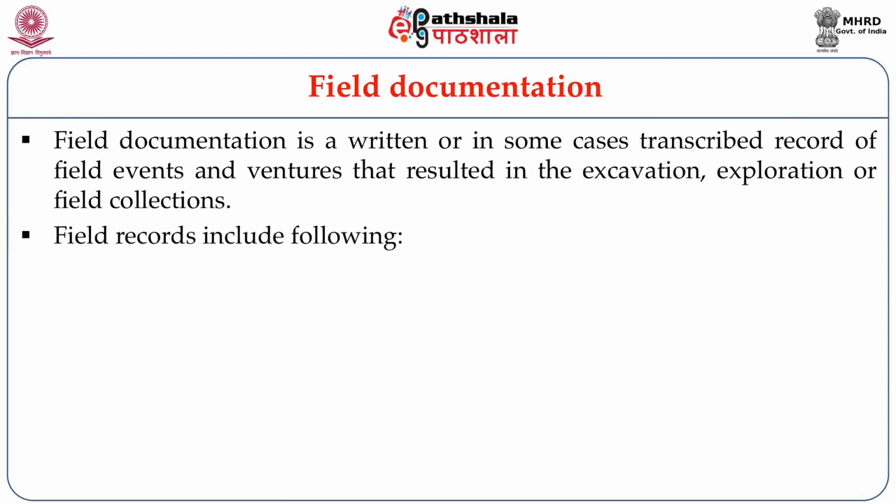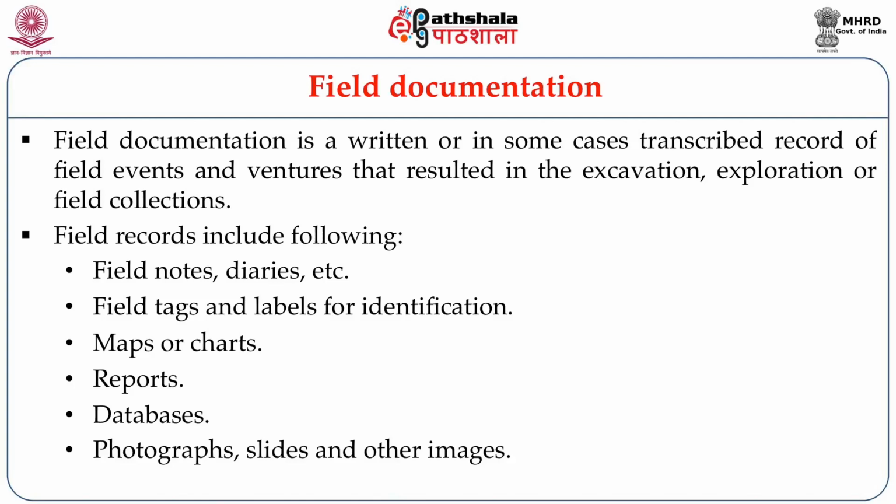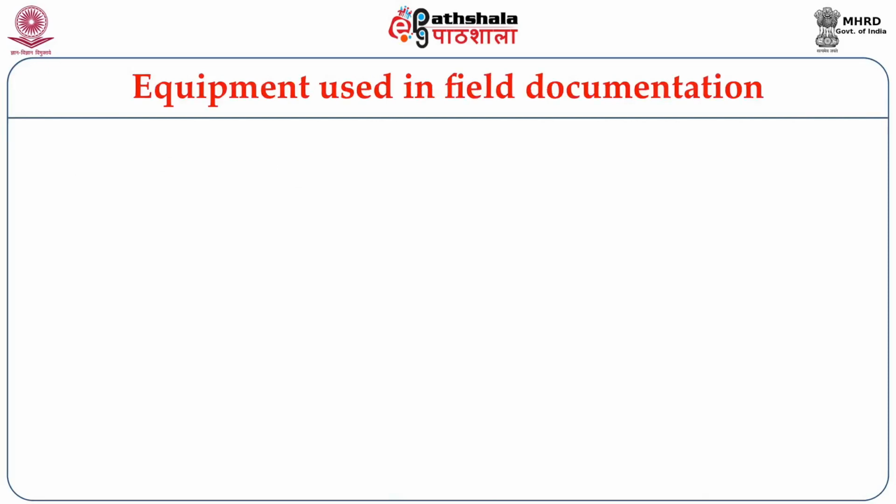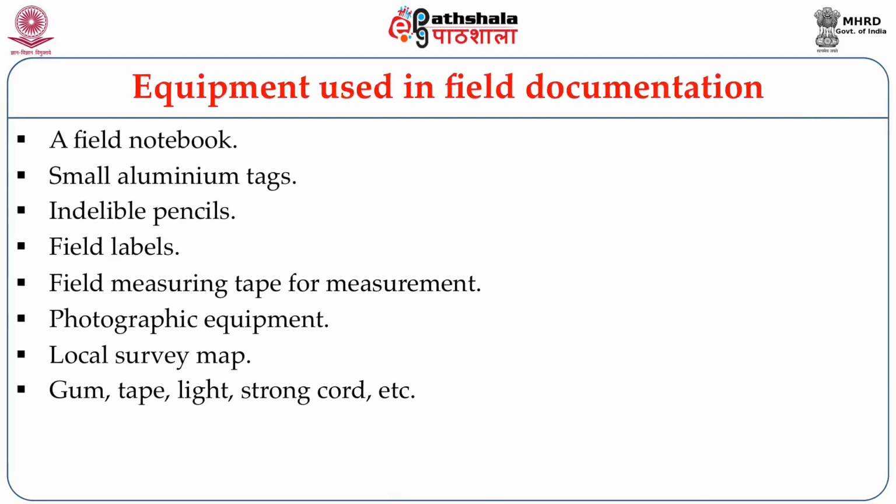Field records include the following: field notes, diaries, etc., field tags and labels for identification, maps or charts, reports, databases, photographs, correspondence, audio recording equipment, etc. The equipment generally used in field documentation: a field notebook, small aluminium tags, indelible pencils, field labels, field measuring tape for measurement, photographic equipment, local survey map, gum, cord, light, etc.